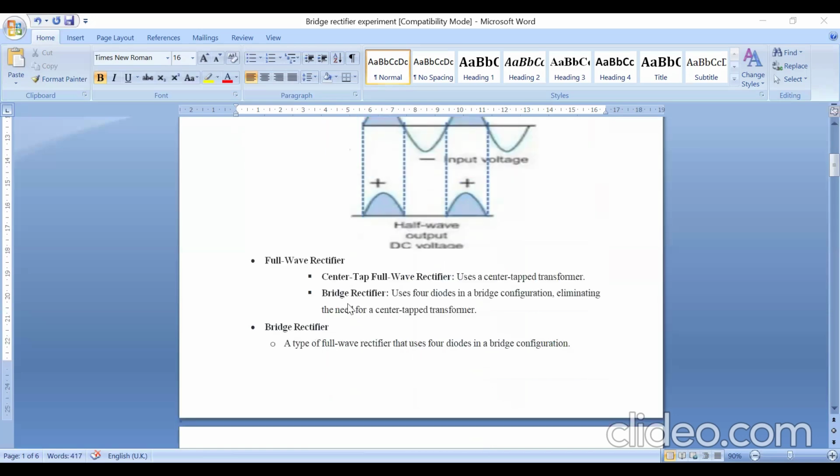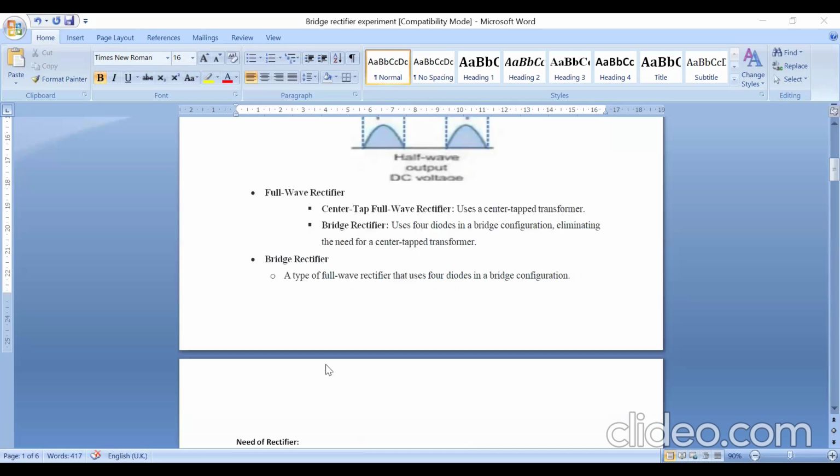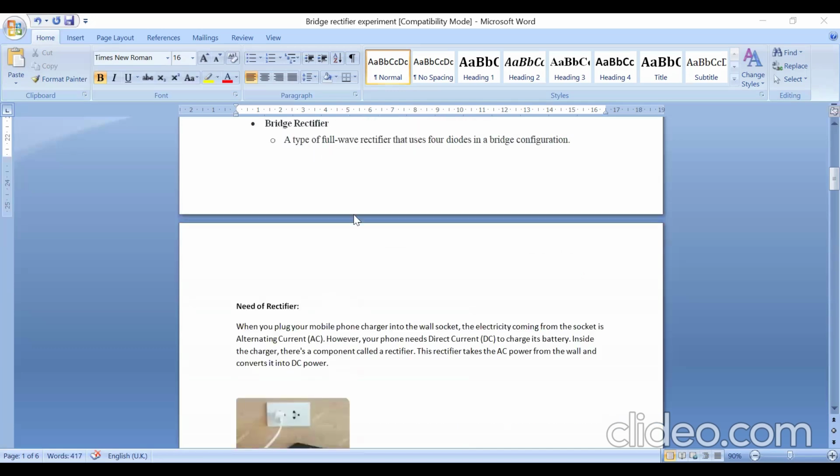In full wave rectifier, there are two types, center tap full wave rectifier and bridge rectifier. In center tap full wave rectifier, we use center tapped transformer. But in bridge rectifier, we don't use center tapped transformer. We use the normal transformer, that is 120-12 transformer, we don't require the center tap transformer, but we need 4 diodes which are connected in the bridge format. Bridge rectifier, I'll explain with the circuit diagram later.